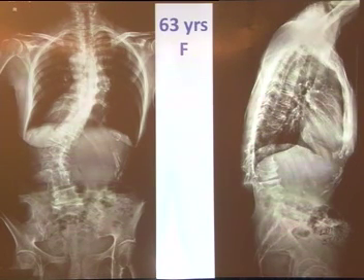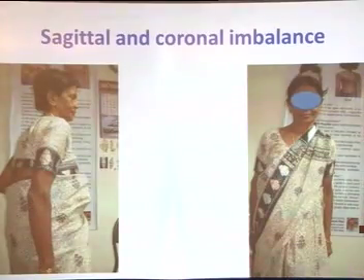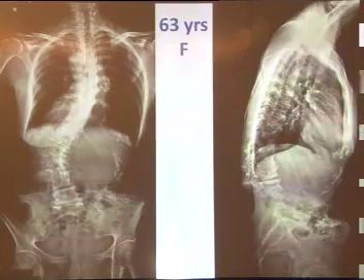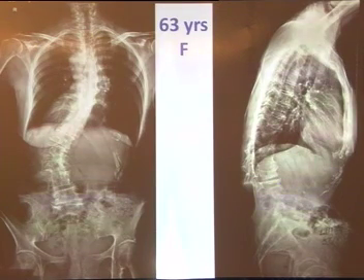Here is a 63-year-old female. This is the X-ray and this is the clinical picture, sagittal as well as coronal imbalance. So how to proceed further? What is the natural history of this degenerative scoliosis? So Subir, come on.